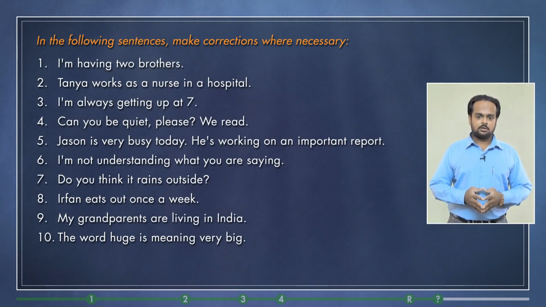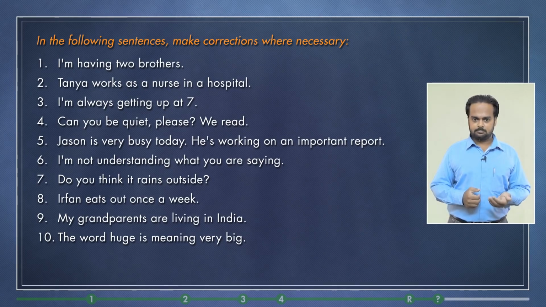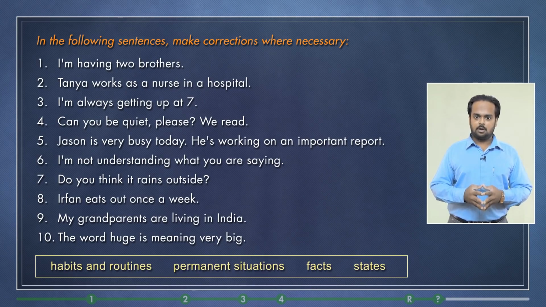On the screen, there are 10 sentences. Some of them are correct and some are wrong. For each sentence, I want you to say if it's correct or not. If a sentence is wrong, change it to the correct form. The 4 uses of the present simple are listed on the screen, so you can look at them and decide your answers. Pause the video now if you want. Think about your answers, then play the video again and check.